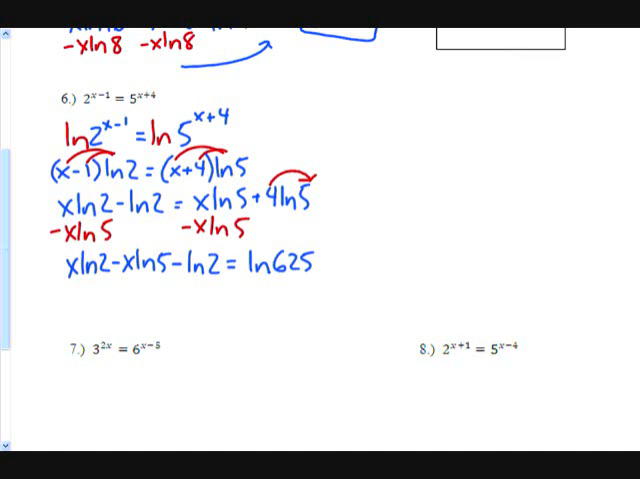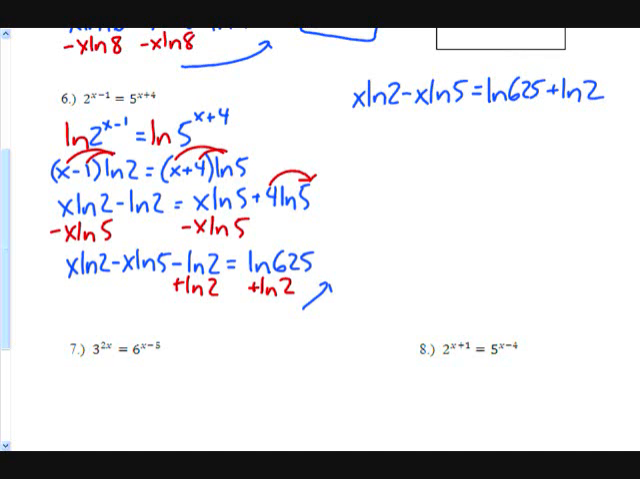And now from here, I've got to get rid of this guy, so I have to add the natural log of 2 to each side. See, I'm isolating the stuff that has the variables in it. Again, I'm going to rewrite this up here. So I've got x natural log of 2 minus x natural log of 5 equals the natural log of 625 plus the natural log of 2.